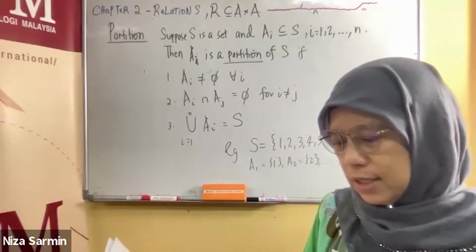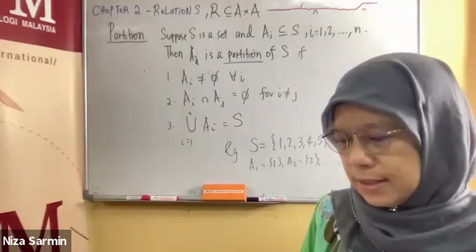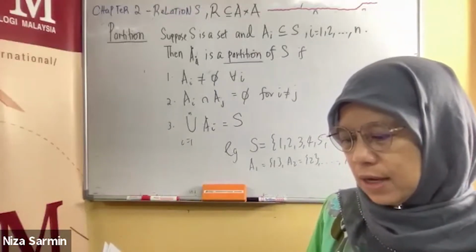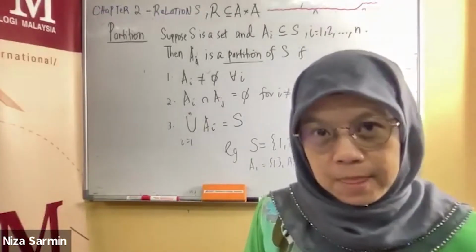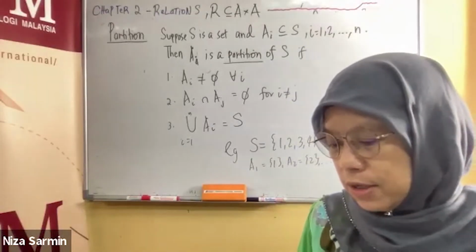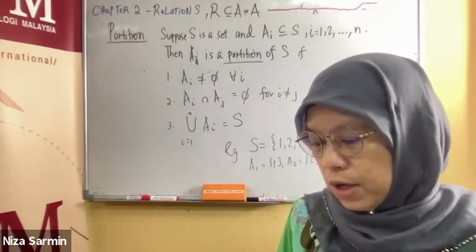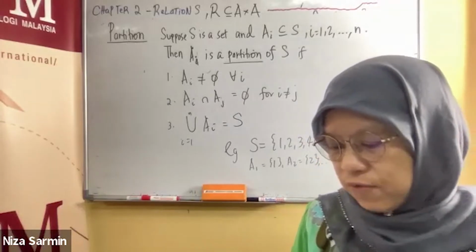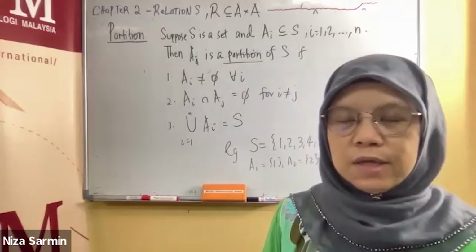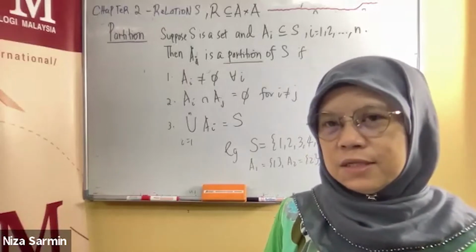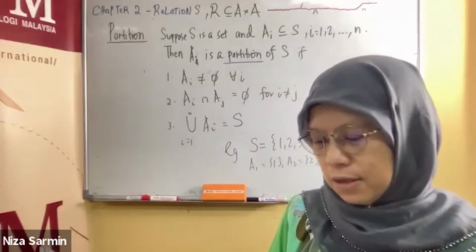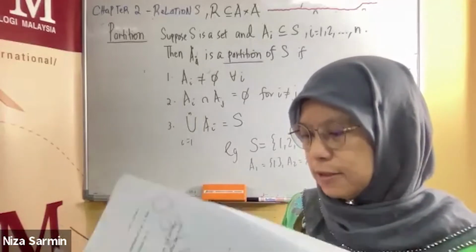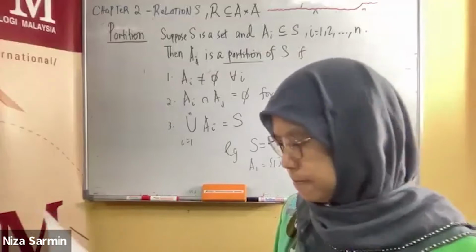Now, another one is equivalence class. Partition is an equivalence relation. And then you have the equivalence class of A if it's connected, related to A. Okay, that is equivalence class.